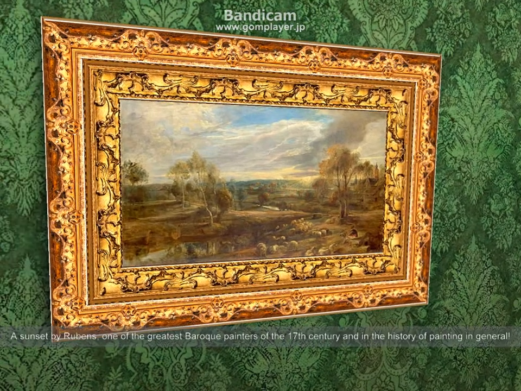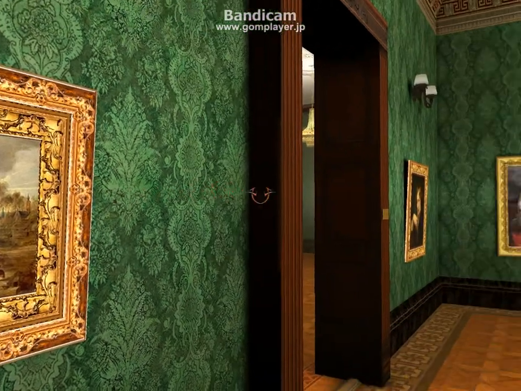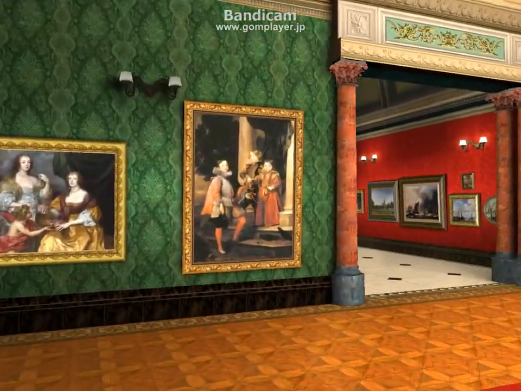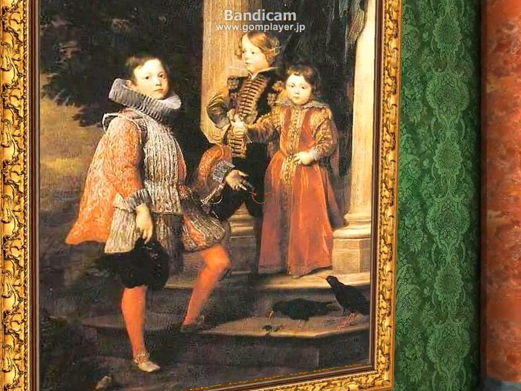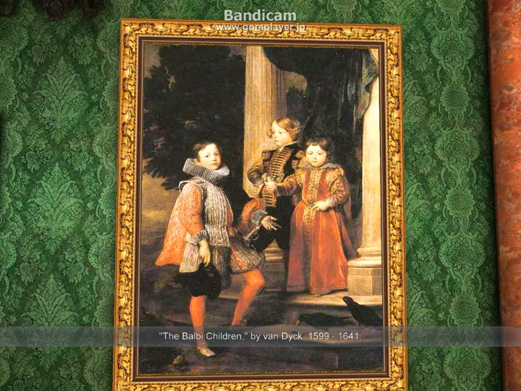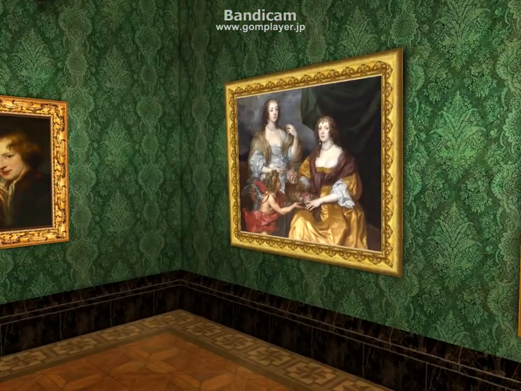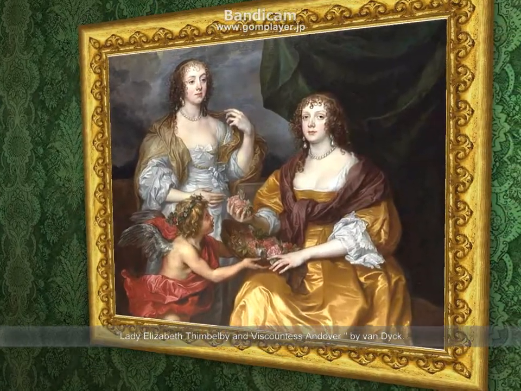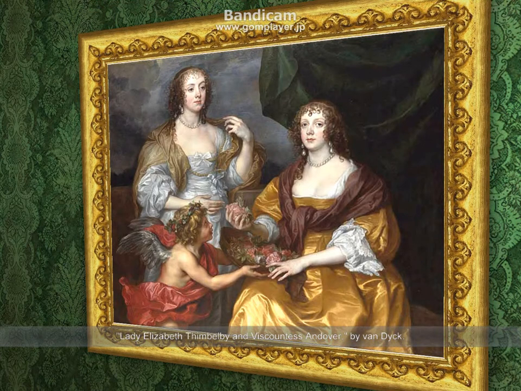A sunset by Rubens, one of the greatest Baroque painters of the 17th century and in the history of painting in general. The Balby Children by Van Dyck, 1599 to 1641. Lady Elizabeth Thimbleby and Viscountess Andover by Van Dyck.